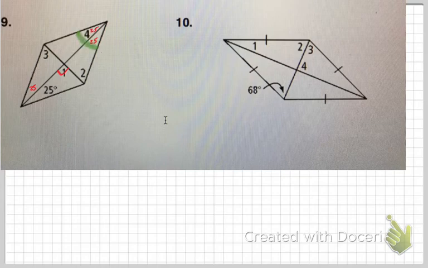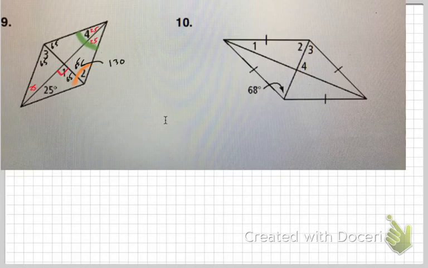And to find 3 and 2, this angle's 50. Well, the green angle and the orange angle are consecutive, which means they have to be supplementary. So orange plus green would have to be 180. Well, if green's 50, that means that orange would have to be 130 degrees, the whole thing. So that means angle 3 and angle 2 would each be 65 degrees. 130 divided by 2. Okay.